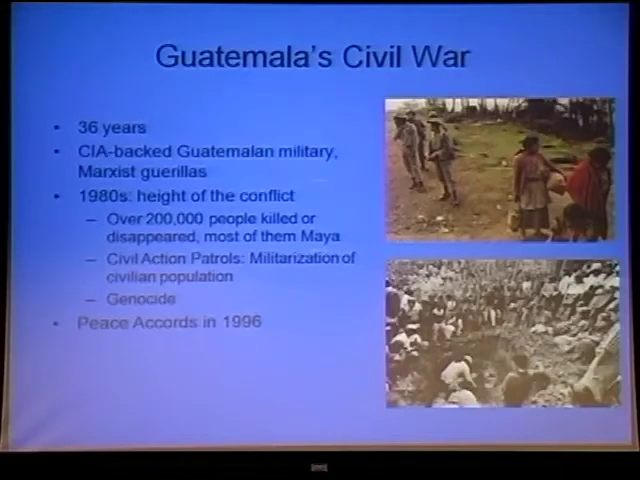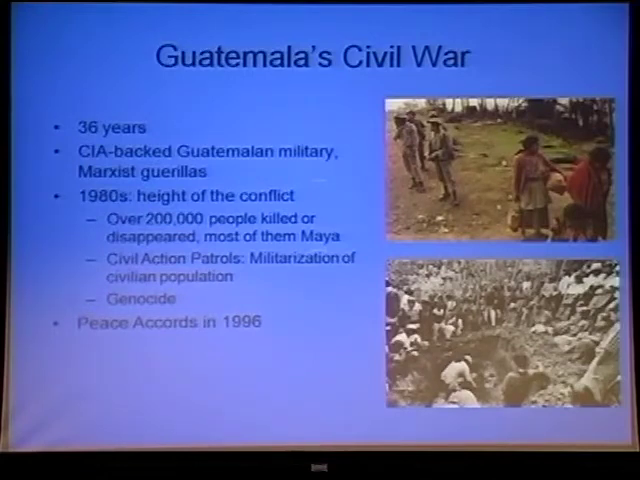Anyone in the 1980s, when the height of the conflict occurred, anyone that lived in a village, any person that was suspected of collaborating with the guerrillas, or any village that was suspected of aiding or even harboring guerrillas for one night or selling them food, was a target of the army. That everyone would be killed, large-scale massacres, including women and children, that the village would be burned to the ground. We saw this happening in the 80s over and over again. During this period, over 200,000 people were killed or disappeared. Most of these people were Maya. Since then, in the 90s, this period has been declared a genocide directed towards the extermination of the Maya population.